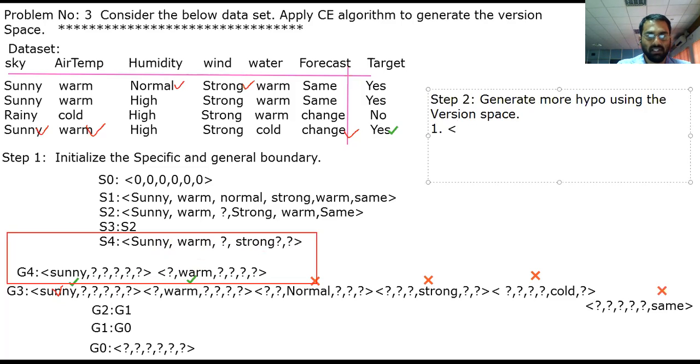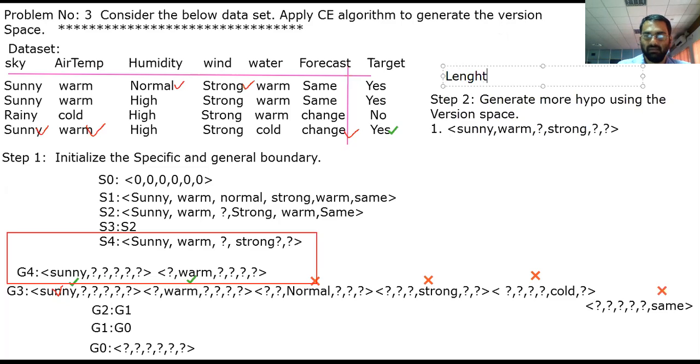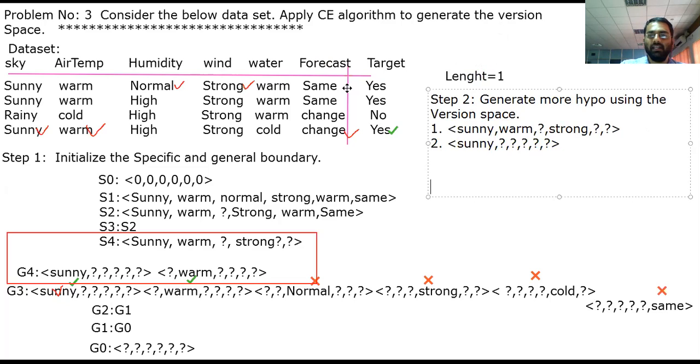The first solution you got is Sunny, Varam, question mark, strong, question mark, and question mark. As I explained in the last class, we have to start from length number 1. That means you keep only one attribute value and all the remaining are question mark. So the second hypothesis I will generate from this particular hypothesis. I'll keep only one attribute value out of the 3 attribute values and the remaining are question mark. So I'll keep Sunny as it is and the remaining are question mark. Since this attribute Sunny is already present in the final version space, it is required in the second step.